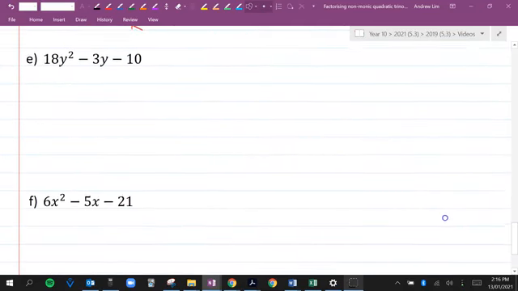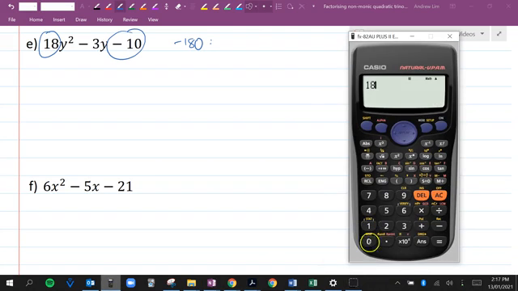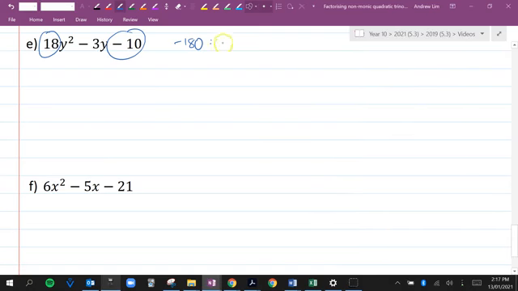Alright, pause the video, have a go with E and F. Okay, so multiply negative 180. Two numbers that multiply to negative 180 but add to negative 3. Let's see. 180 divided by 15. Is that equal to 12? Yep. Good, that's a difference of 3. So which one needs to be negative? The bigger one, negative 15. So we've got negative 15 and 12. Now I know that 15 has to be negative and not 12 because my answer is negative. So the bigger number has to be negative.